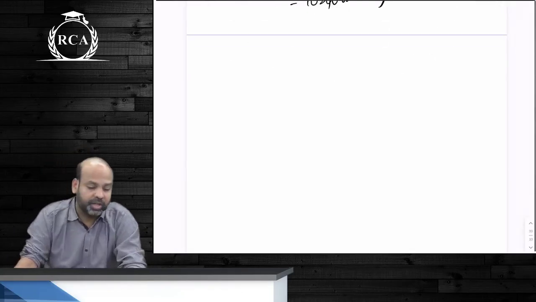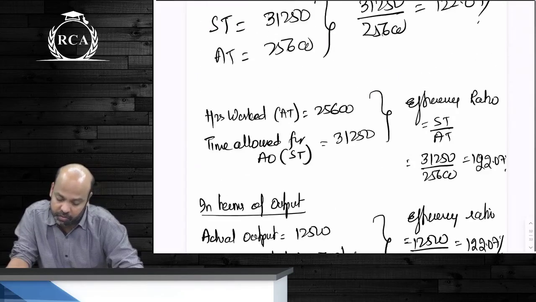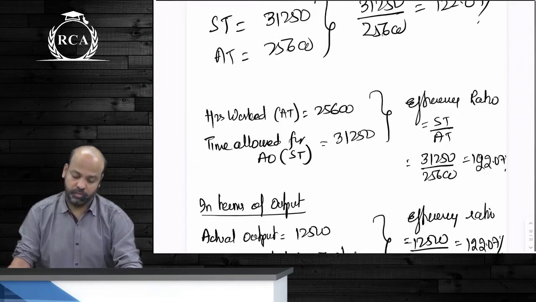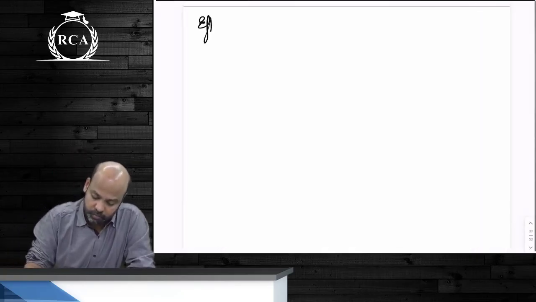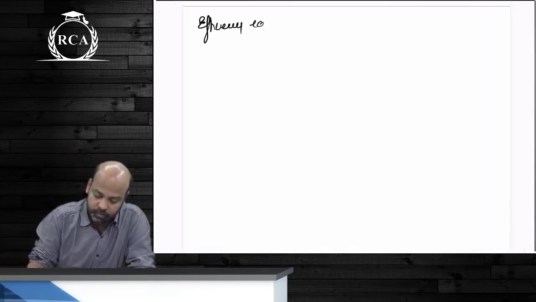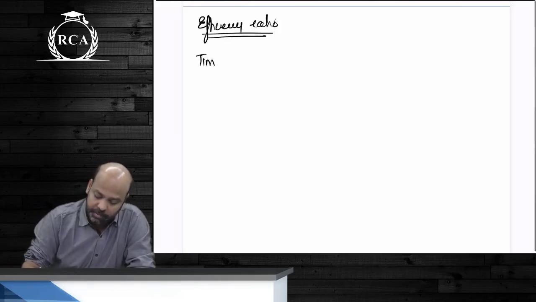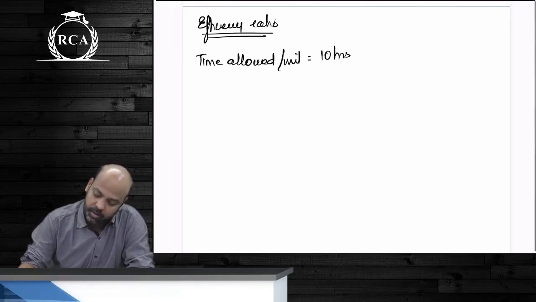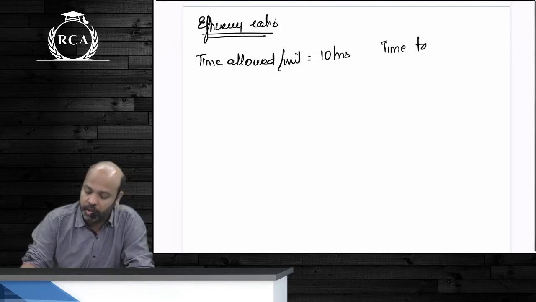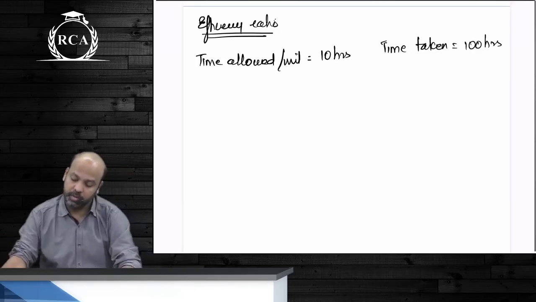Efficiency ratio. Let's directly start with an example. Time allowed per unit, 10 hours. Time taken, 100 hours.